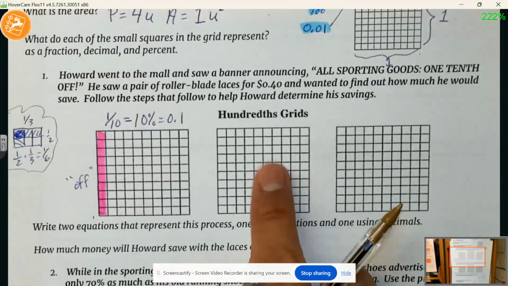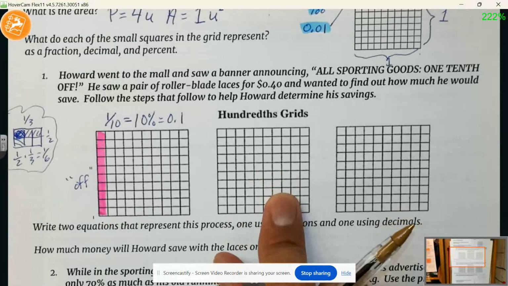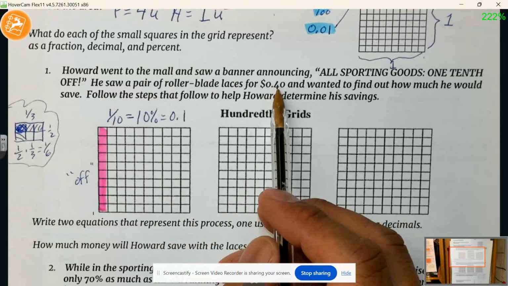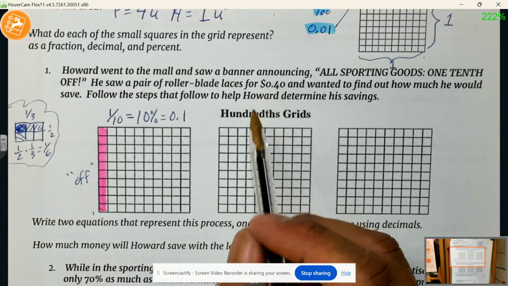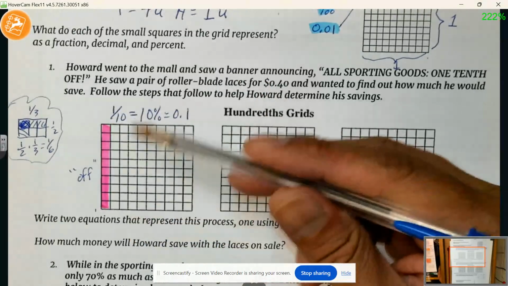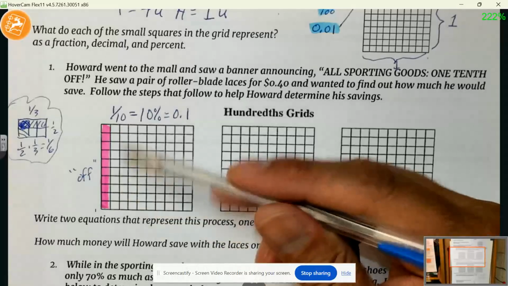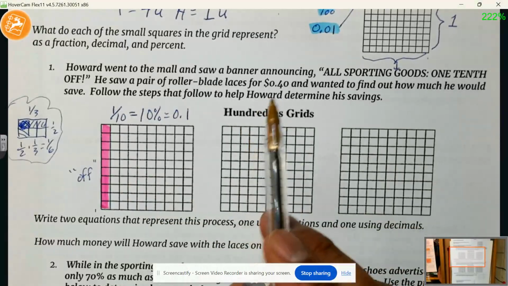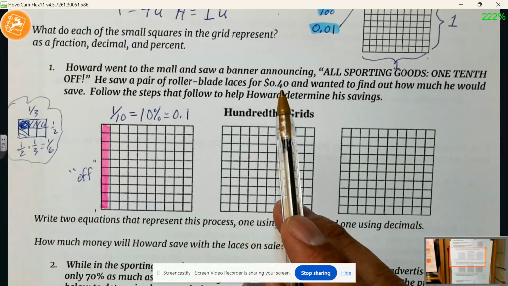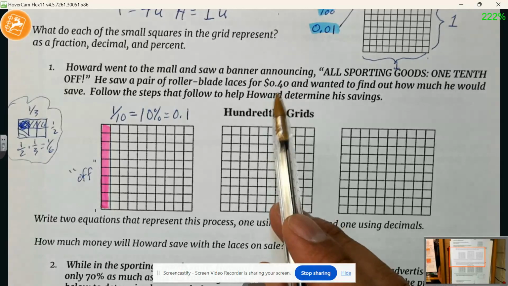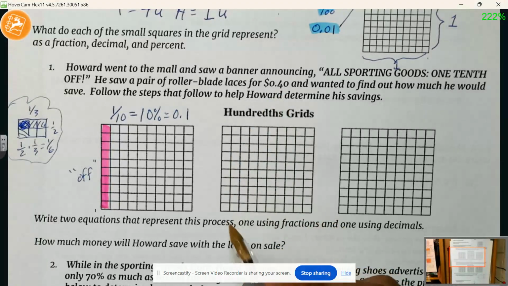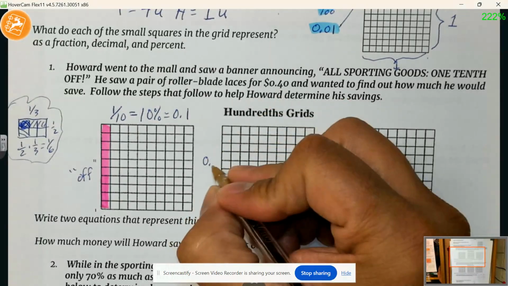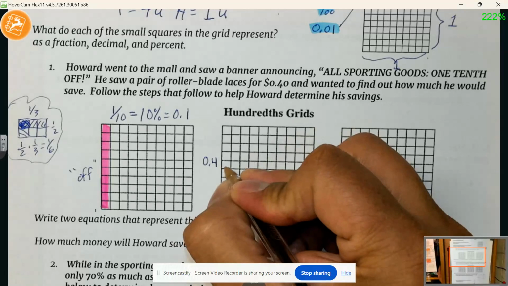Now this one, on this second hundredths grid, we're going to represent the other fraction that's going on here, and that is 40 cents, and that's a fraction of $1. Okay, so since we showed the discount vertically, we're going to show horizontally the dollar amount. So this is what fraction of $1? Okay, so 40 cents is 4/10 of $1.